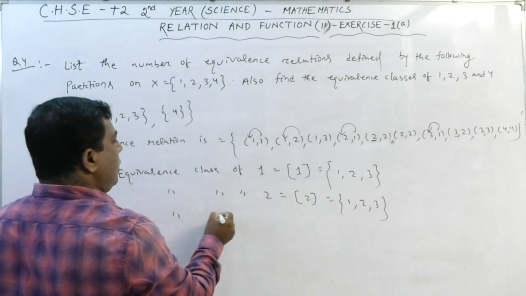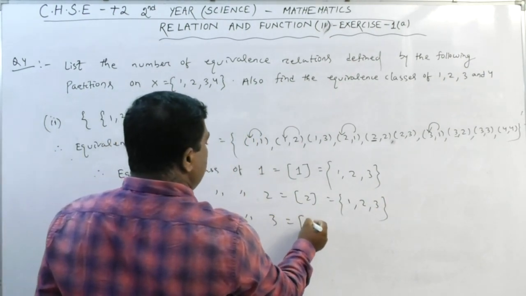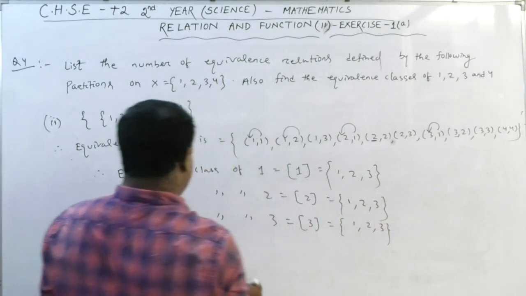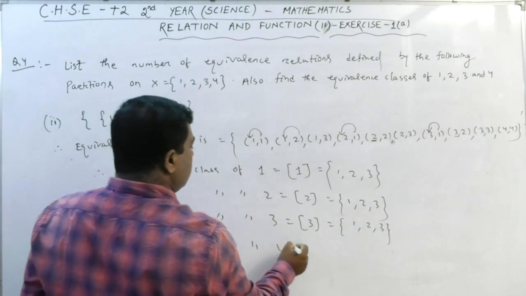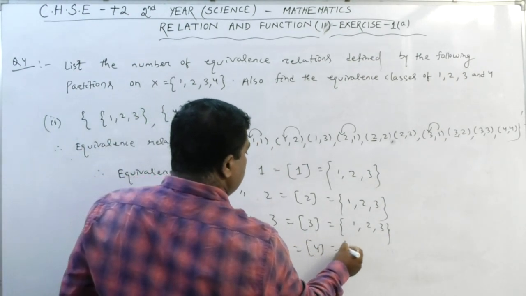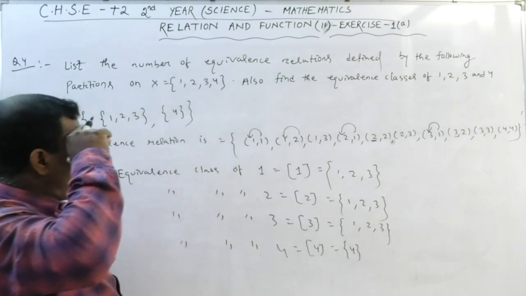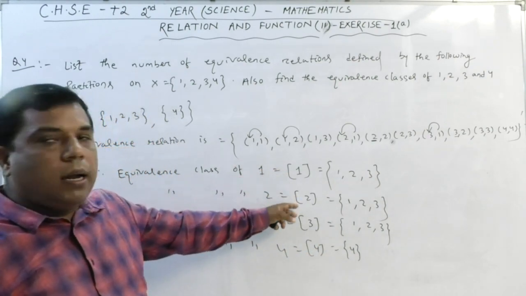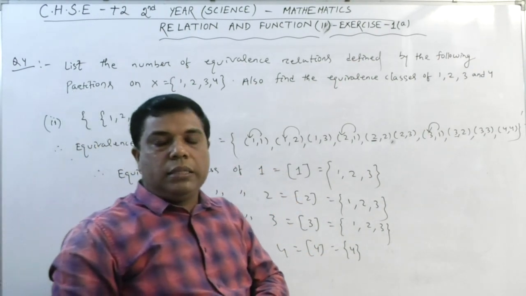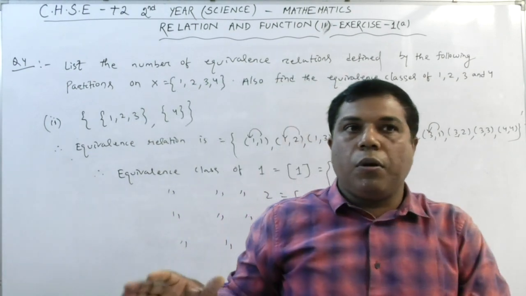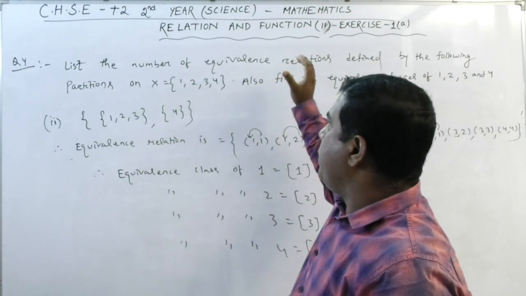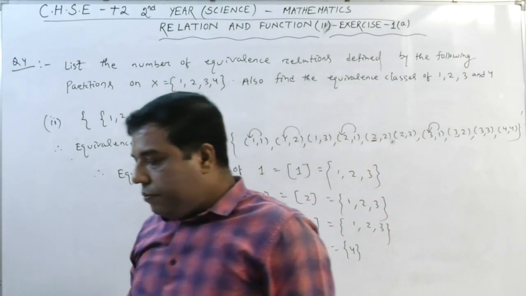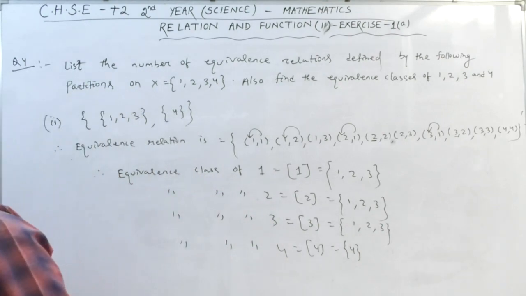The equivalence class of 3 is what? You can see they belong to the same equivalence class. It is also {1, 2, 3}. And the equivalence class of 4 is the set containing the element 4 only. So you can observe that 1, 2 and 3 belong to the same equivalence class. Okay, so this is a problem about finding the equivalence relation from a partition and determining the equivalence classes. Next we will proceed to the next problem.